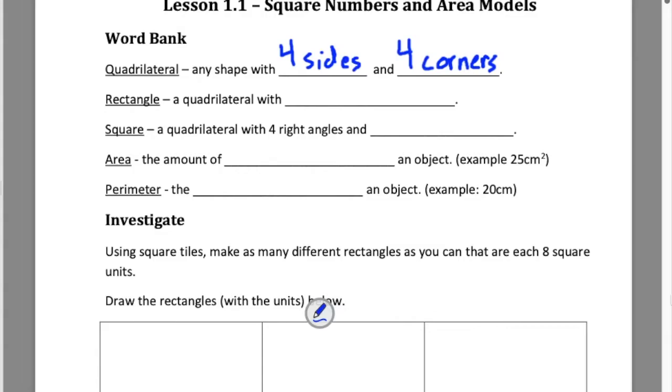So that's a quadrilateral. A rectangle is just a quadrilateral that has four right angles. A square is a quadrilateral with four right angles and four equal sides.